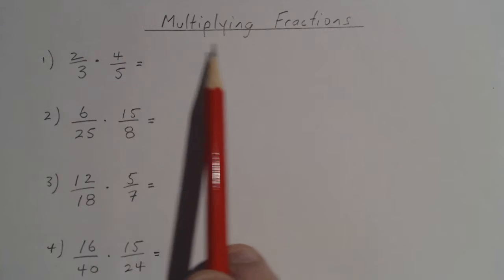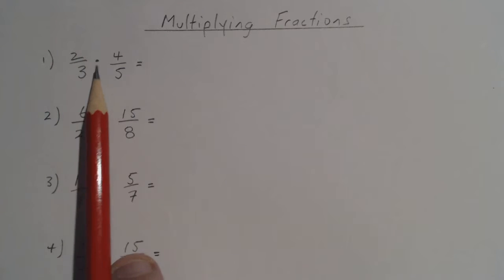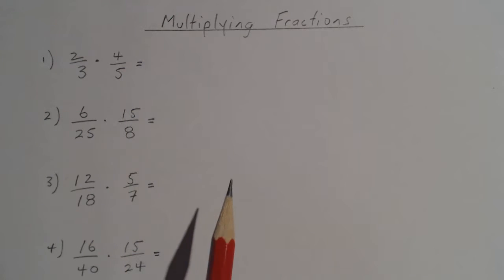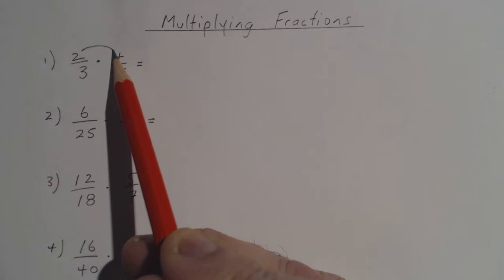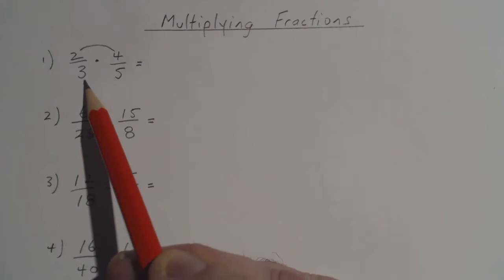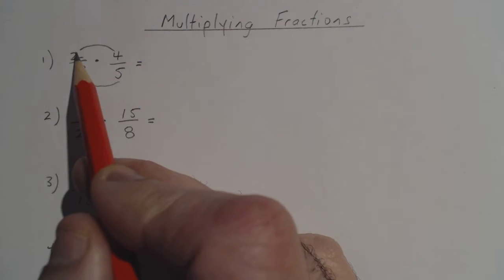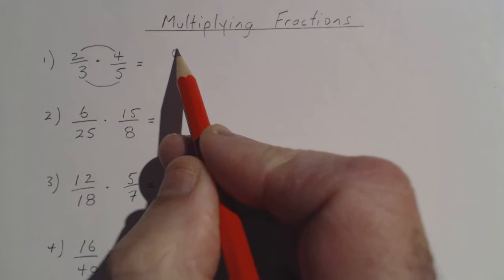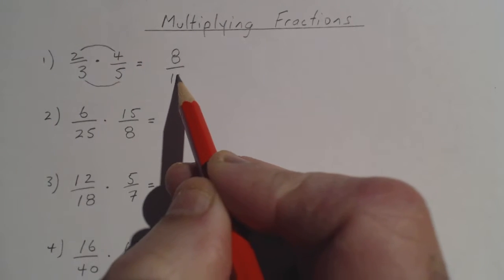Let's now have a look at multiplying fractions. Number 1, we have 2 over 3 times 4 over 5. Now when we multiply fractions, we just simply multiply the two top numbers together, so the two numerators, and then the two bottom numbers together, the two denominators. So here we go, 2 times 4 is 8, 3 times 5 is 15.